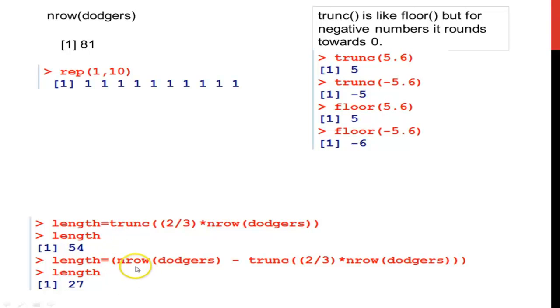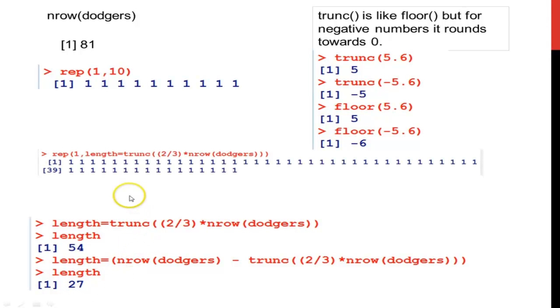Now this part we just did, it's 54. And n row of Dodgers is 81. So 81 minus 54 is 27. So we have a number 54, which is 2/3 of the data set, and a number 27, which is the remaining third, right? Does everyone understand this code? Okay. So now what does this do?